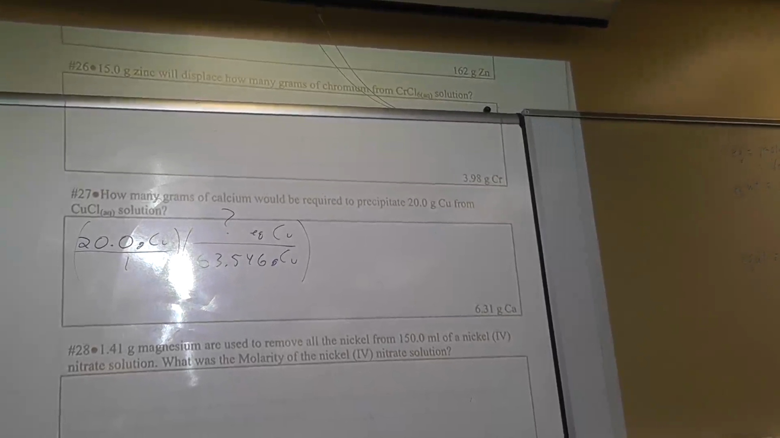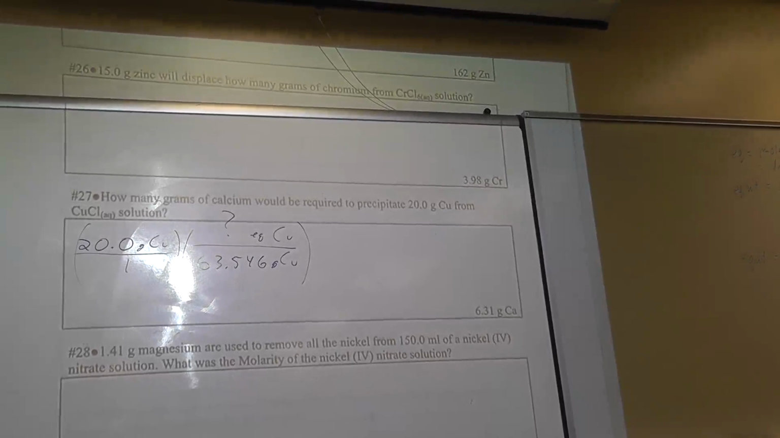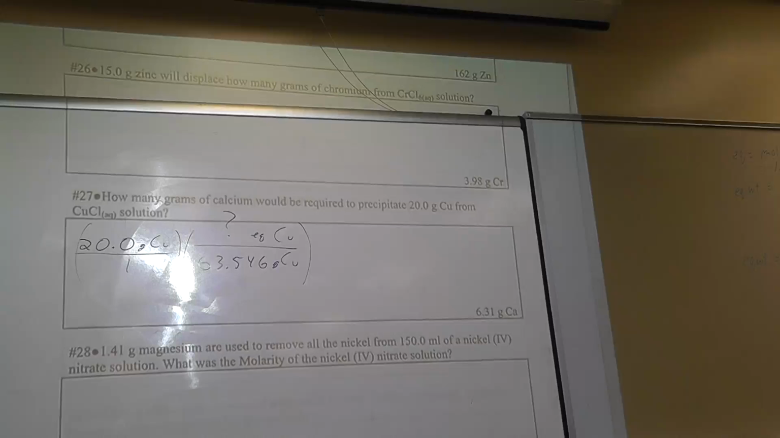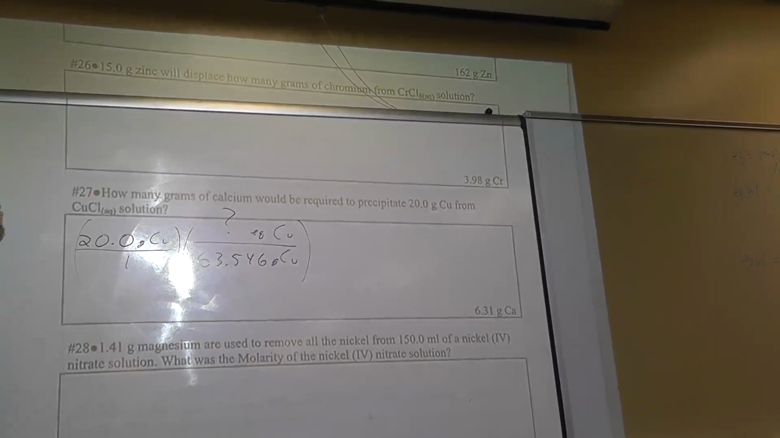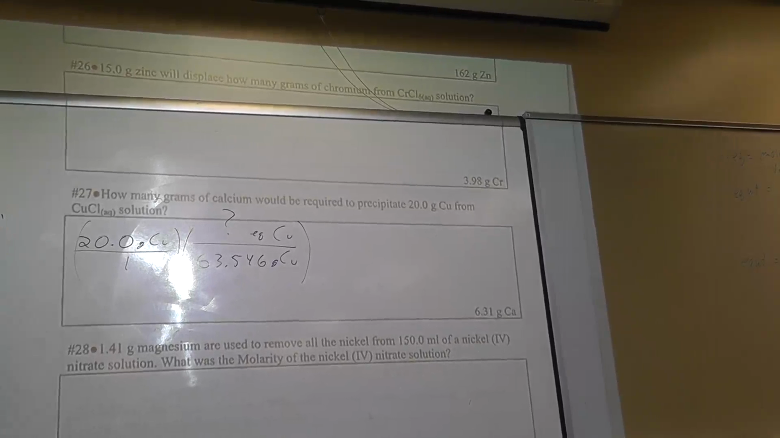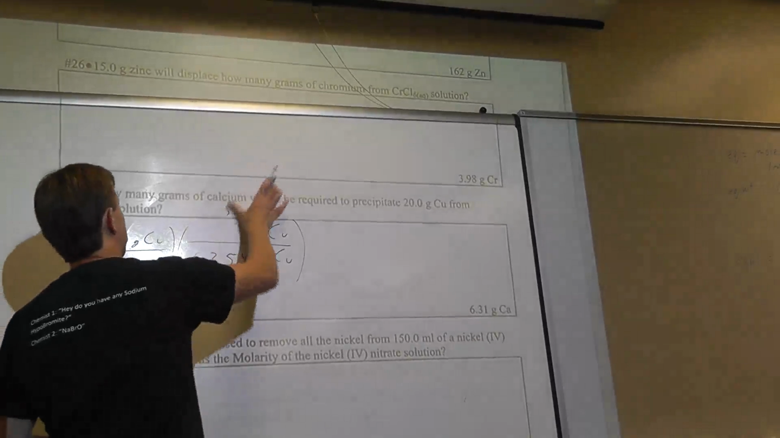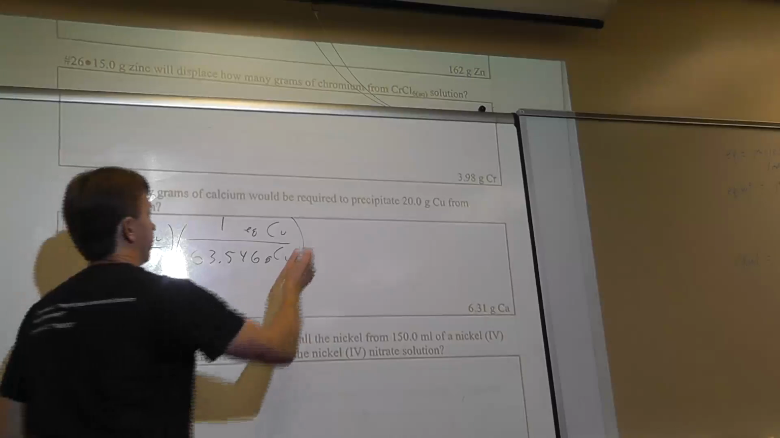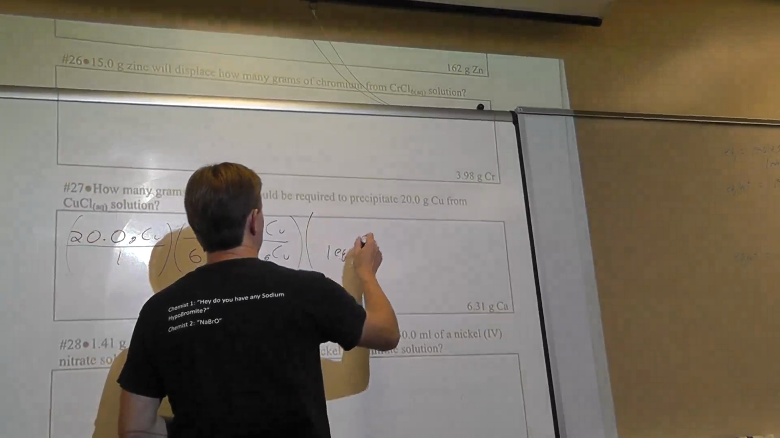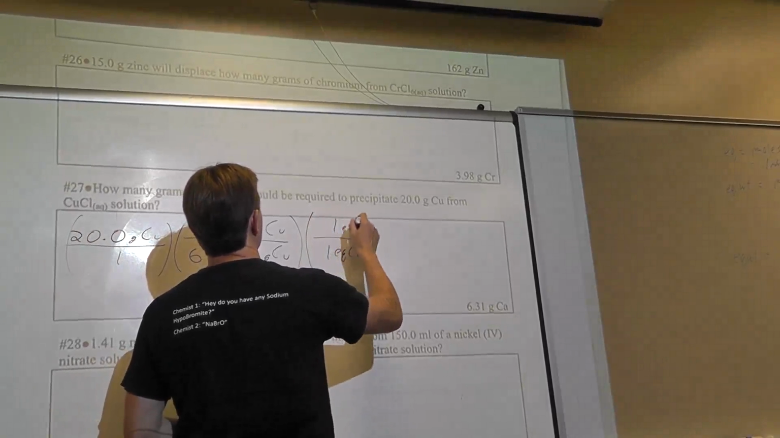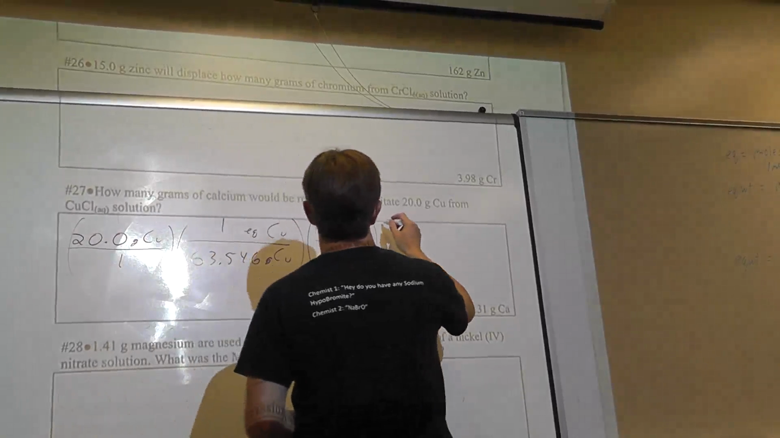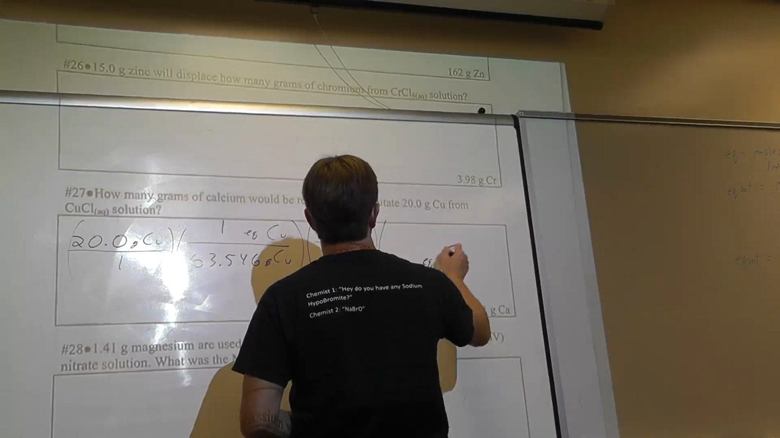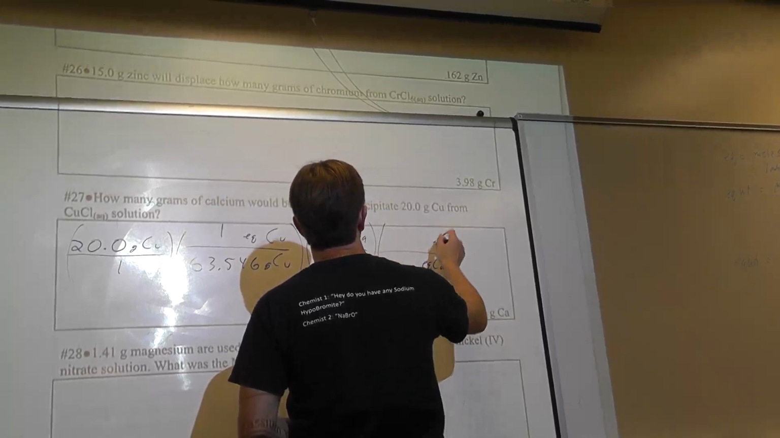What is the charge of copper in this particular instance? +1, because we've got CuCl and chloride is a -1, right? So in this particular case, the copper is just a +1. 1 equivalent of copper reacts with 1 equivalent of calcium, or 1 equivalent of anything for that matter. And then we want to relate equivalents of calcium to grams.